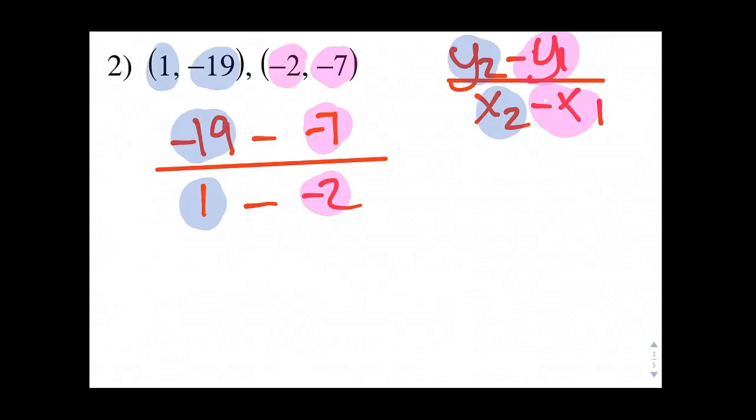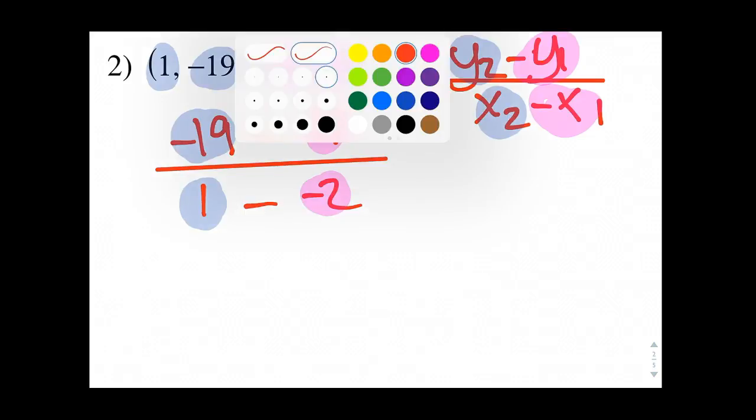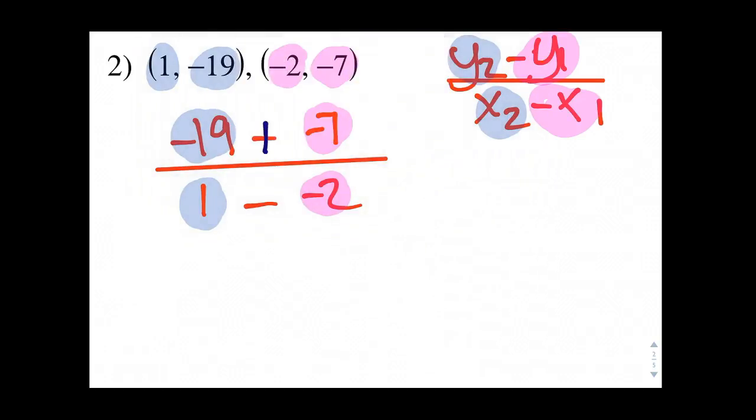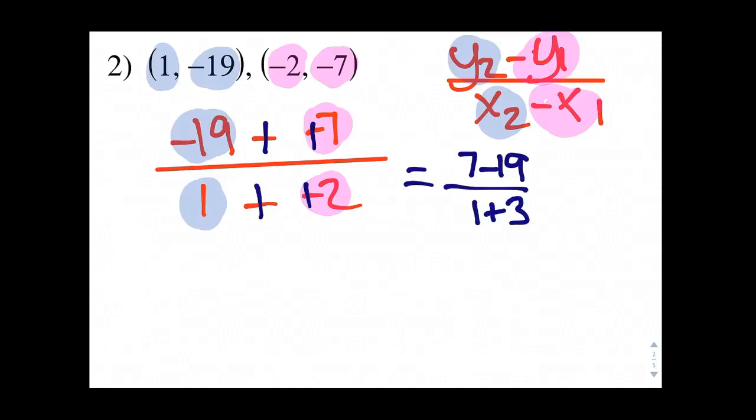Okay. Here, I get to go through and cross through these negative signs and make them positive because it's a double negative. We move over, we get negative 19 plus 7. Okay. And I'm going to rewrite that as 7 minus 19. I get 1 plus 2, sorry. I did the work for you already.